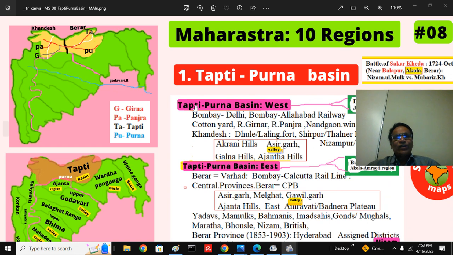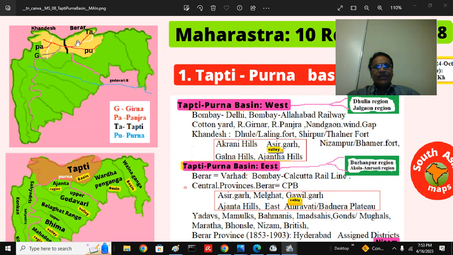So this is the western part, Tapti-Purna Basin west, and Tapti-Purna Basin east. That is the Burhanpur region, Akola Amravati region. The other one is the Dhule Jalgaon region. This is Khandesh. The Tapti-Purna part is the eastern part. This is the Tapti-Purna Basin. Historically, the Bombay and Delhi railway line ran through it, and later the Bombay Calcutta railway line via Nagpur also ran in this region.